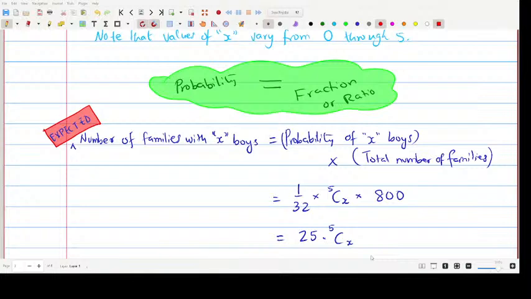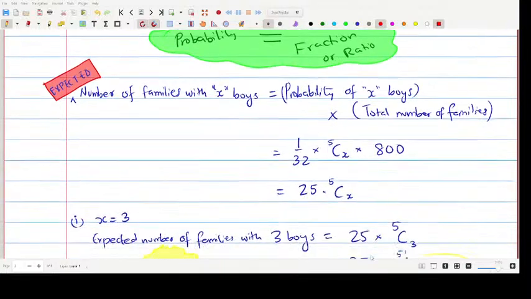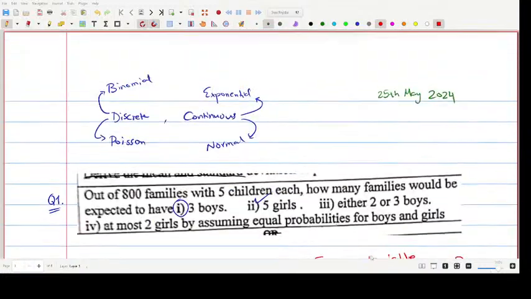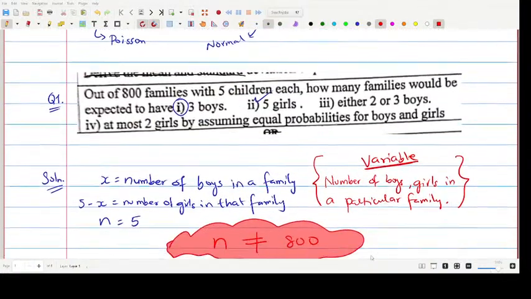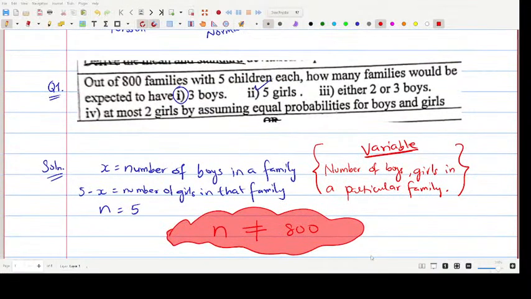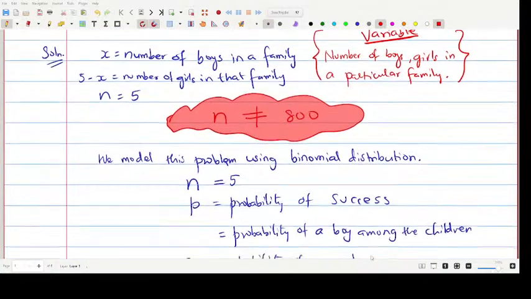So 800 is not n, we said that, right? And there we found out the formula. And for each of the given subparts of the question, we identified what should be the value of x, and we solved the problem. Okay, so I am going to stop the screen here.